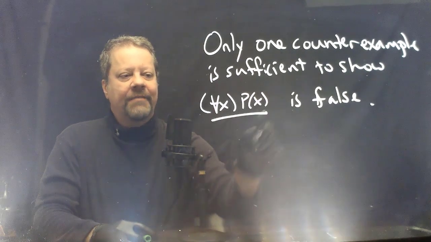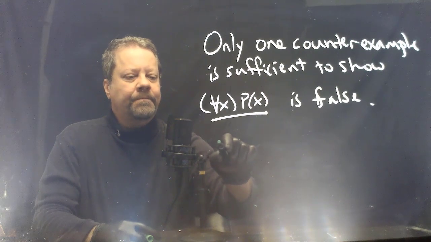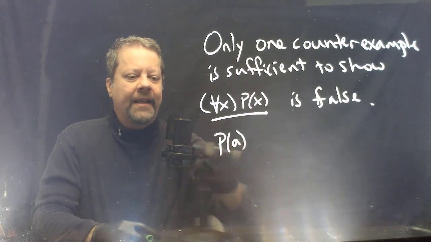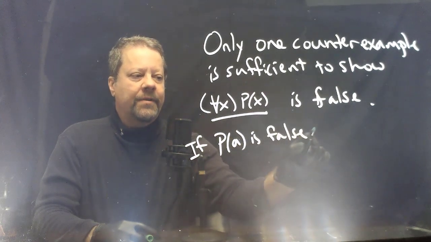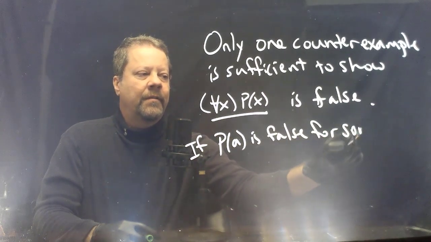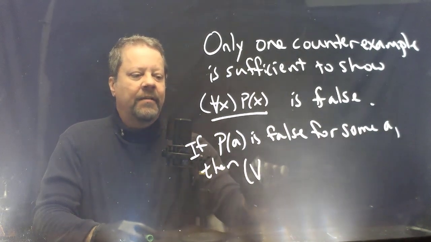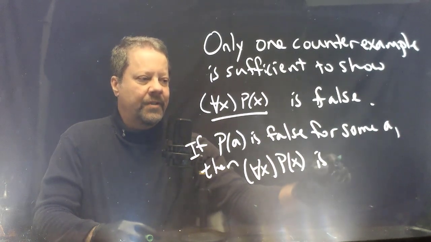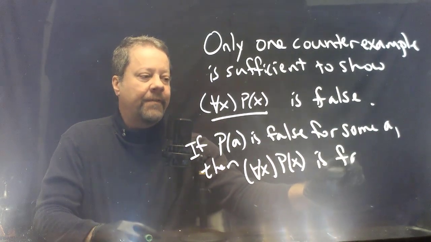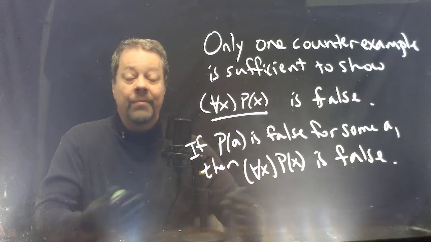So suppose you have this as your proposition. Then if P of a is false for some a, then the universal quantifier proposition is deemed to be false. One counterexample is enough to show that it's not a rule.